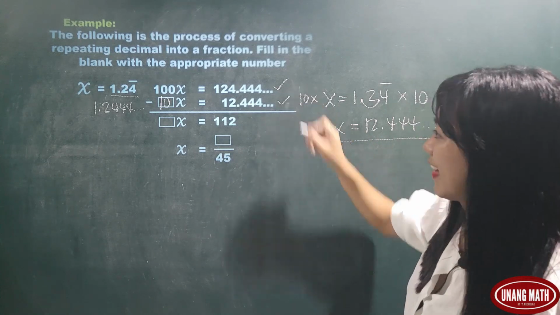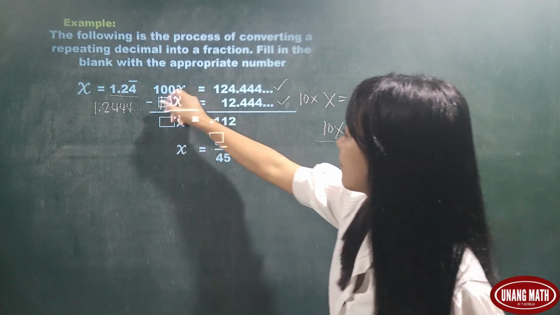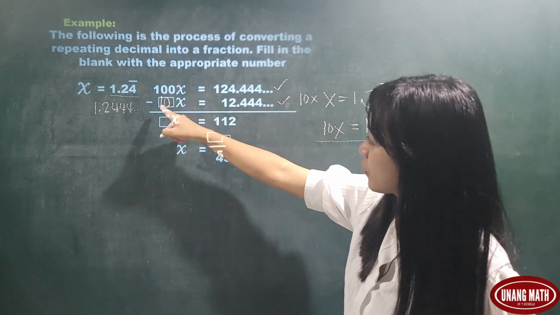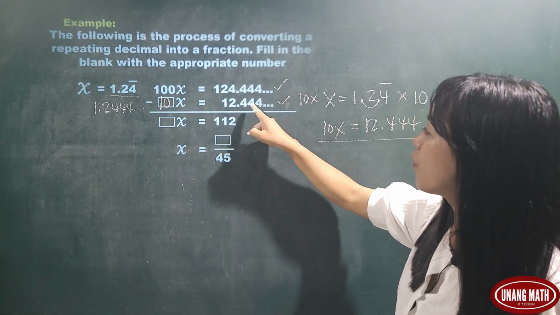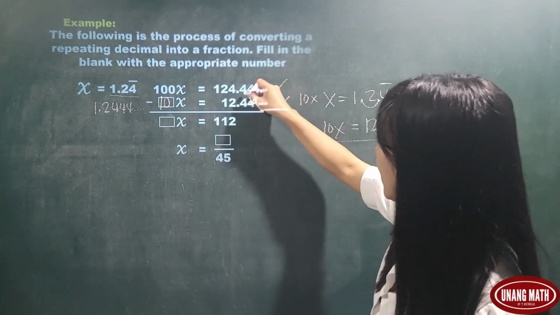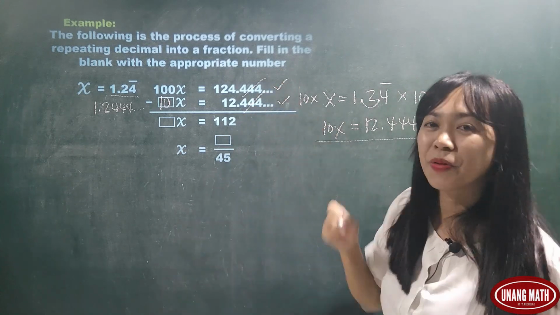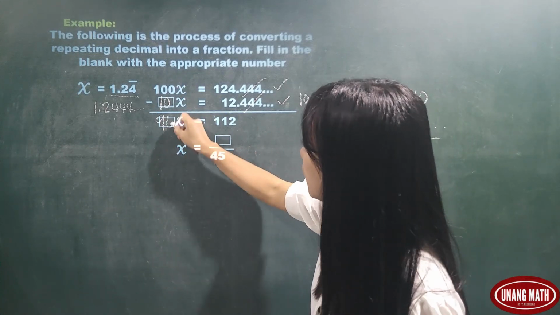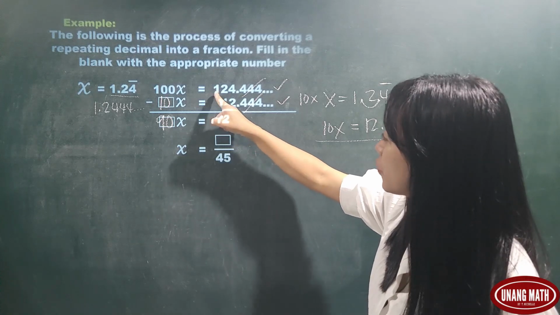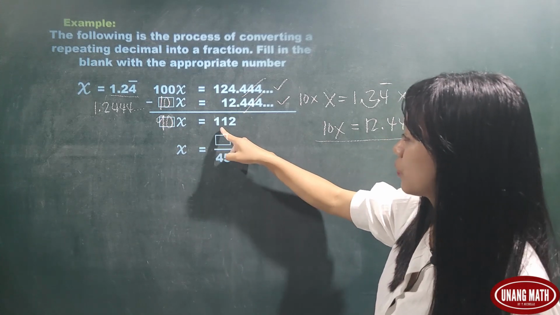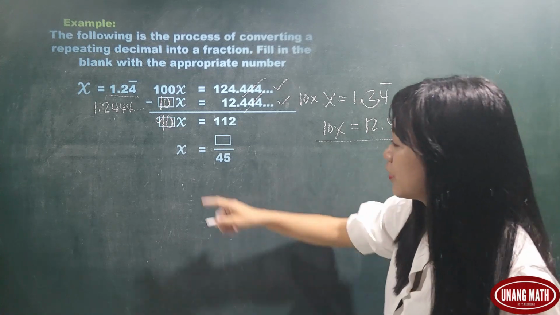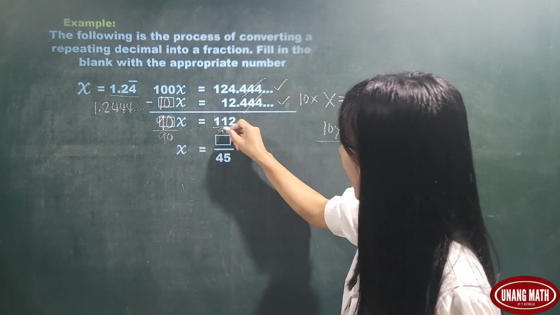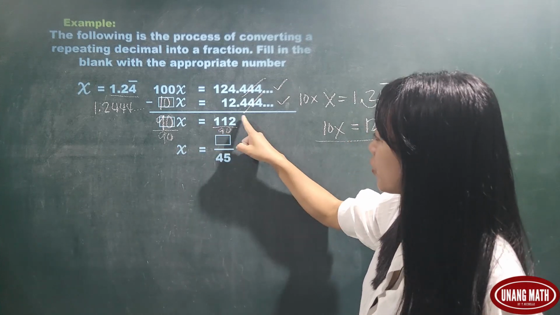Okay, now let's subtract. So 100x is equal to 124.444 repeating minus 10x is equal to 12.444 repeating. So these repeating digits will be cancelled. 100x minus 10x is equal to 90x, and 124 minus 12 is equal to 112. So to find the value of x, divide both sides by 90.